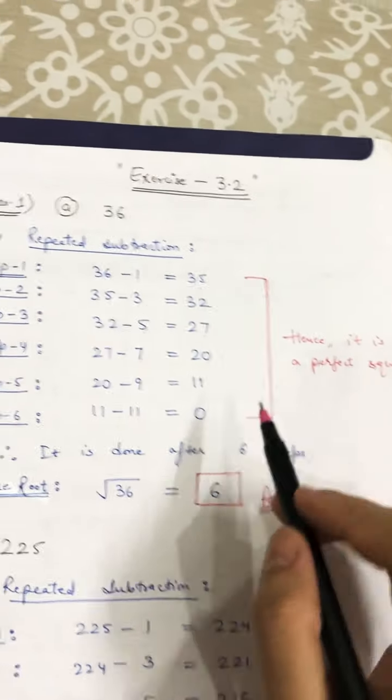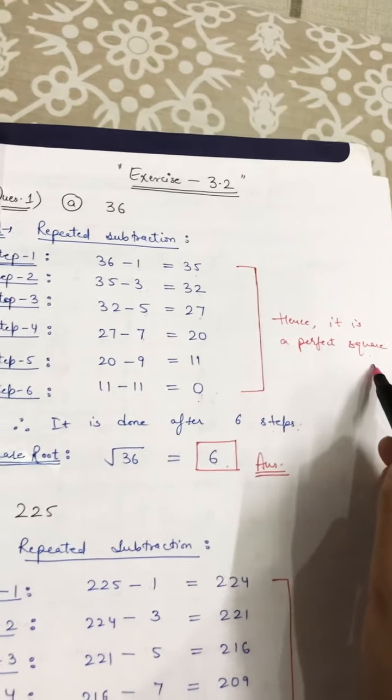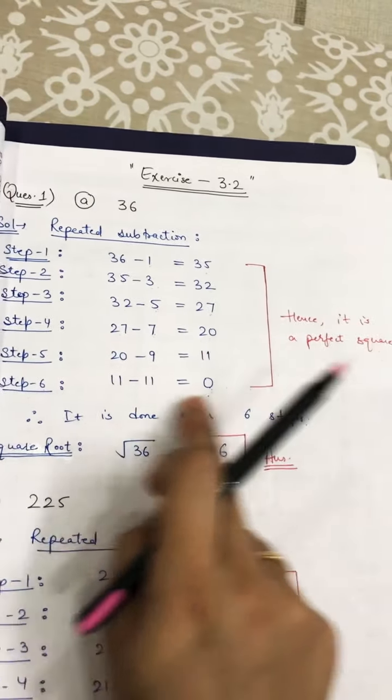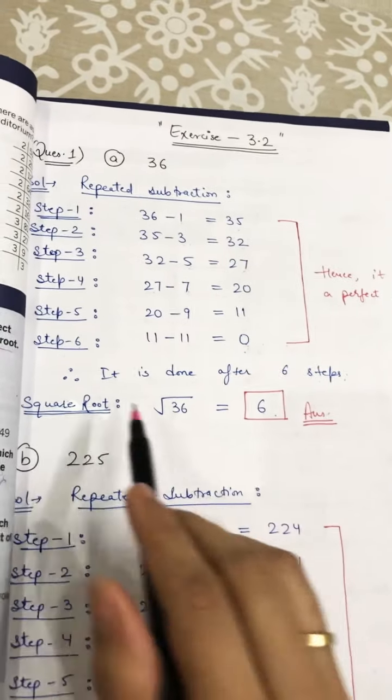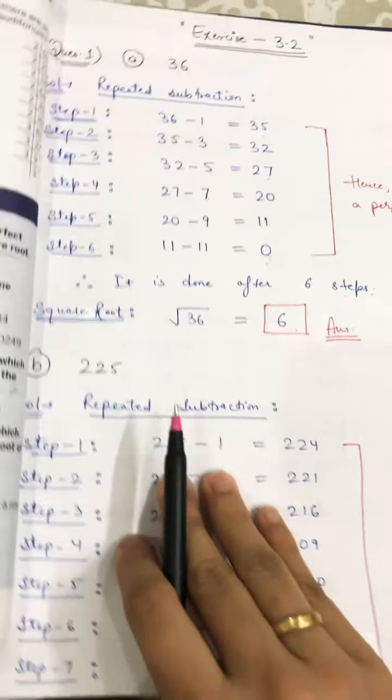Okay, so after doing this step, when your answer is 0, you have to write this line: hence it is a perfect square. You can write this line in the next line. Then find out the square root. Simple it is.